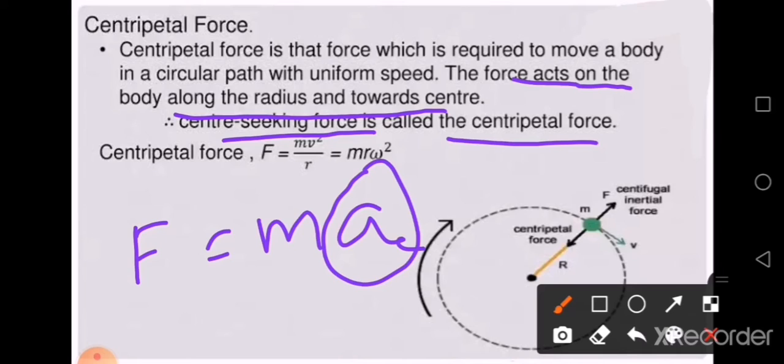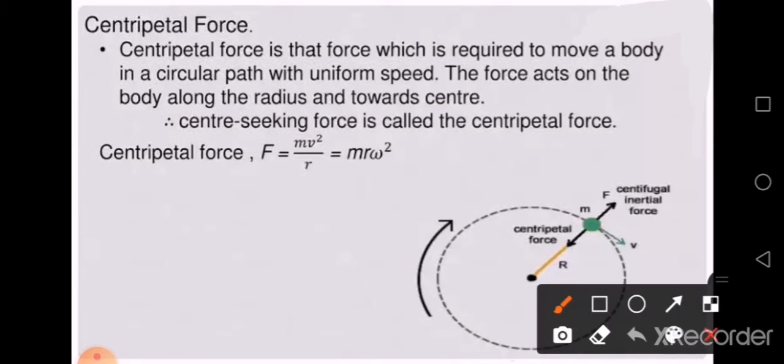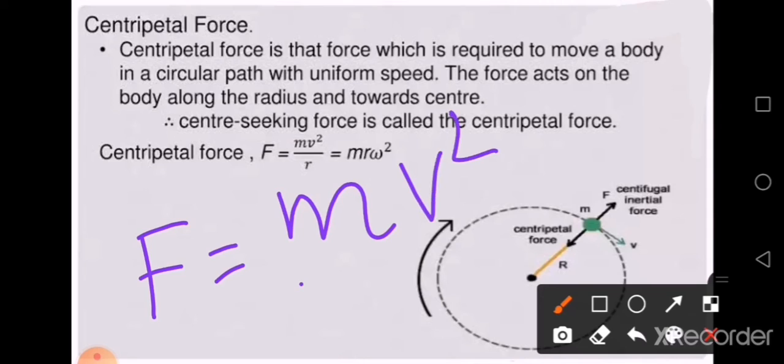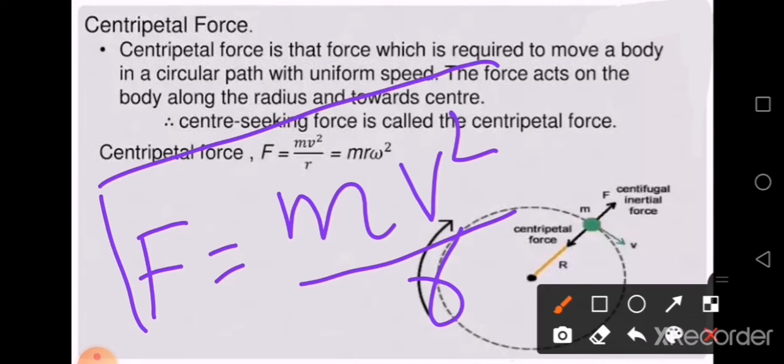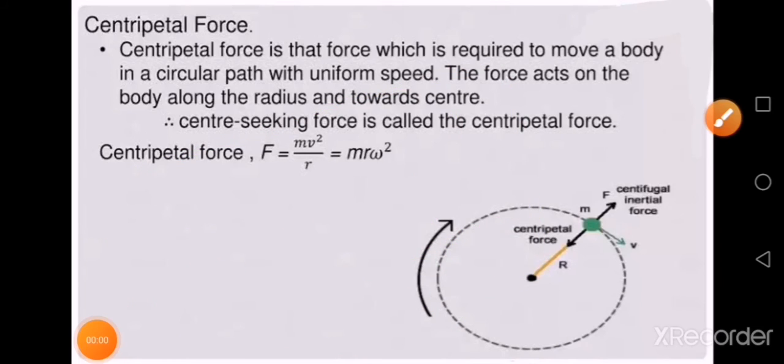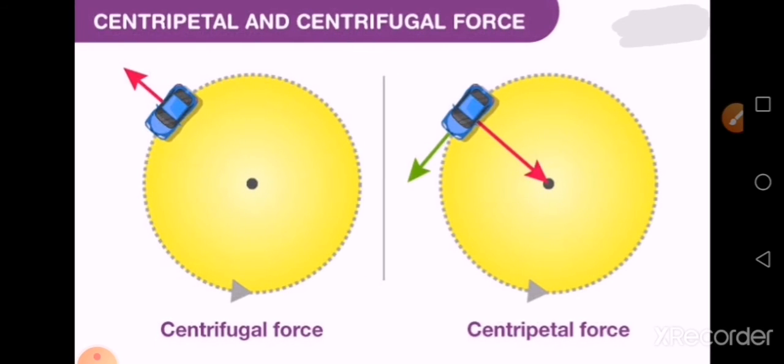We have already seen the equation for centripetal acceleration, isn't it? V square by R. So your final equation for centripetal force will be F equal to m v square by R. This is also another important relation you have to learn. Now when we talk about the centripetal forces, we are mainly talking about two types, that is centrifugal force and centripetal force. First let us start with centripetal force.